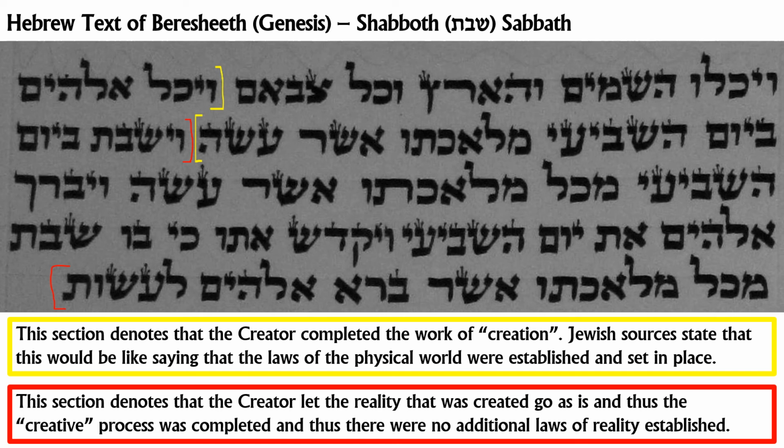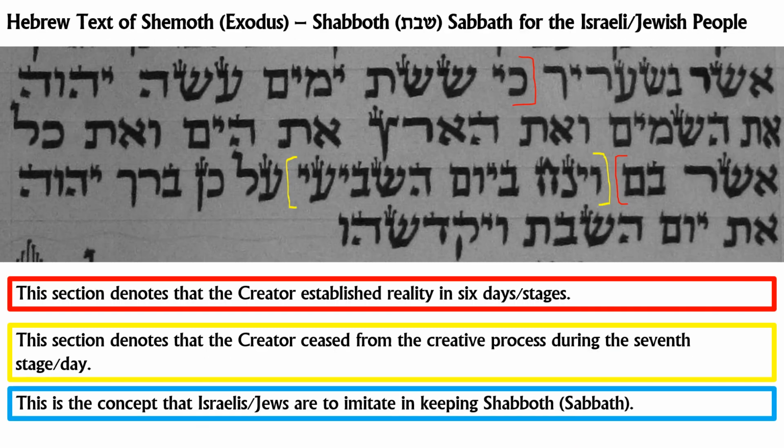So the sections I have here detail that, in the yellow, this section denotes that the Creator completed the work of creation, and that Jewish sources state that this would be like saying that the laws of the physical world were established and set in place. The red areas denote that the Creator let the reality that was created go as it is, and thus the creative process was completed, and there were no additional laws of reality established.